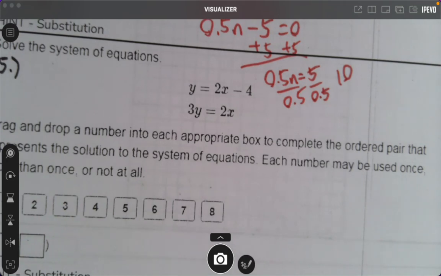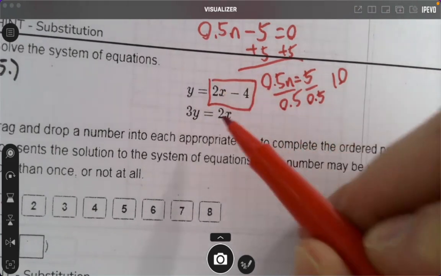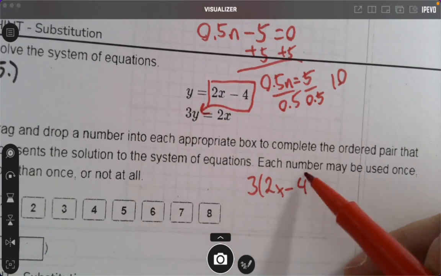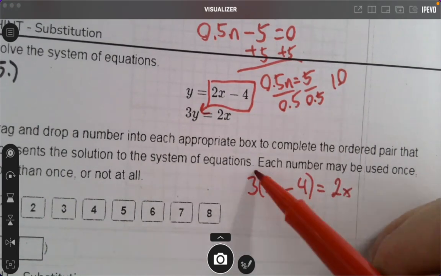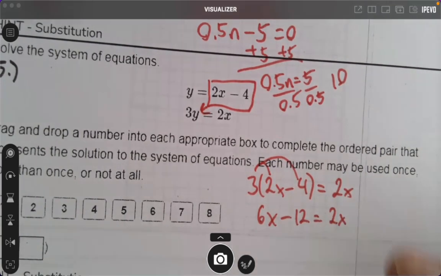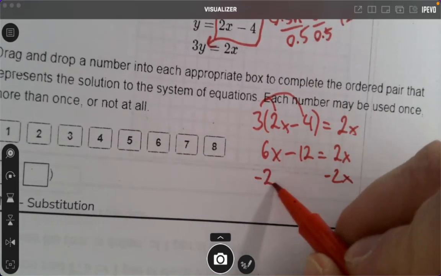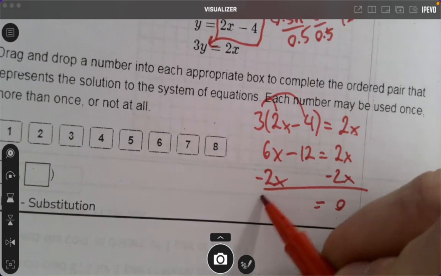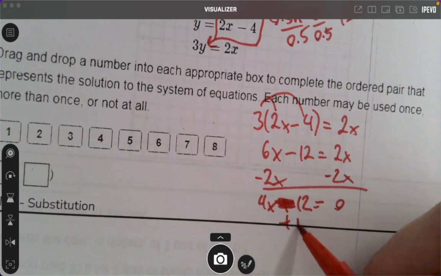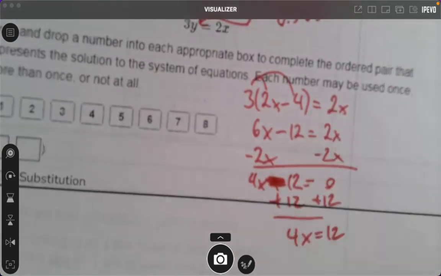This one I don't think has nearly that many tricky parts. It's straight up substitution. So we're going to go here, sub that in right there, rewrite it 3 parentheses 2x minus 4 equals 2x. Distribute: 6x minus 12 equals 2x. I'm going to subtract the smaller from both sides because that's what we do. Fortunately, I'm going to get 0 on one side. Sorry, that's minus 12. So I'm going to have to add 12 to both sides. 4x equals 12.